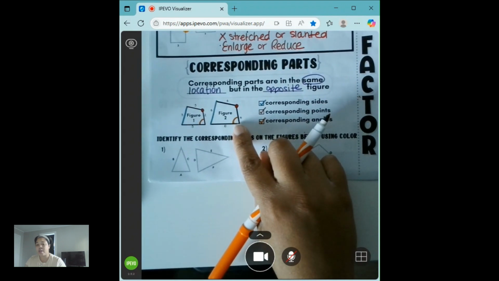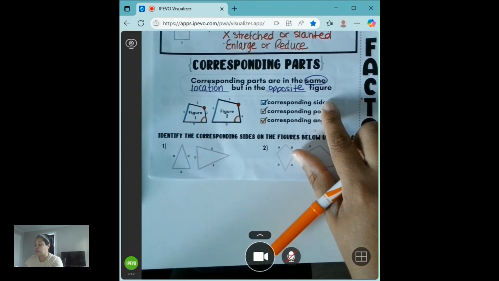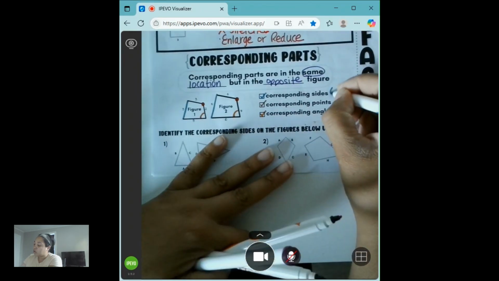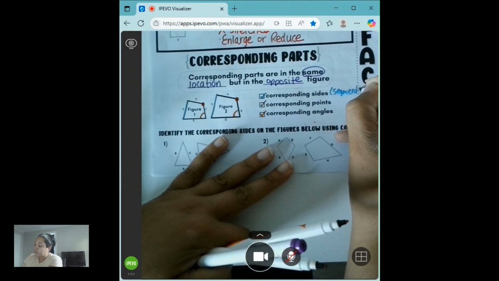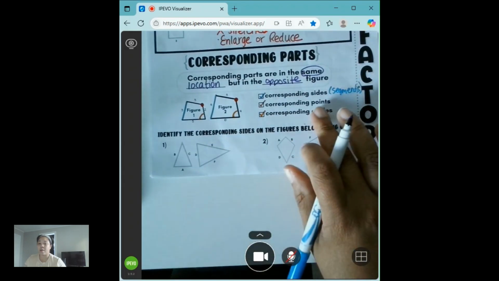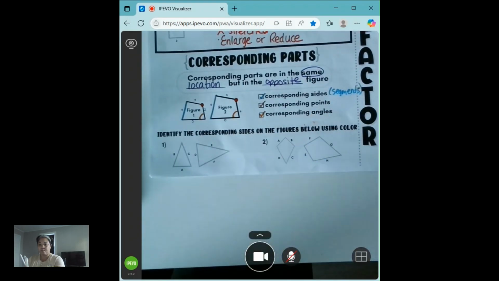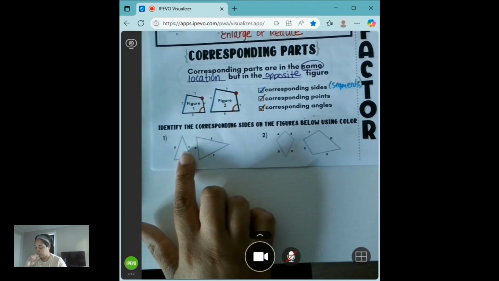So notice that three corresponding parts have to take place. Sides, or your segments, and I did not specify that, my apologies. These are also your line segments. You have corresponding points, and then you can have corresponding angles. So let's look at example number 1 on the bottom.